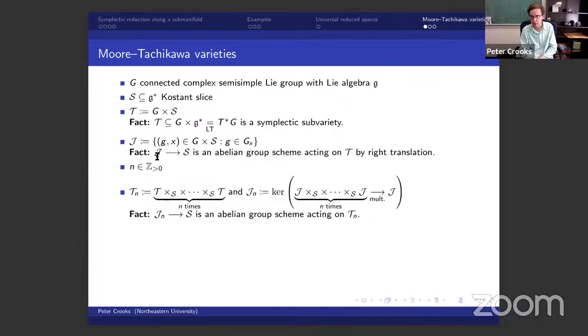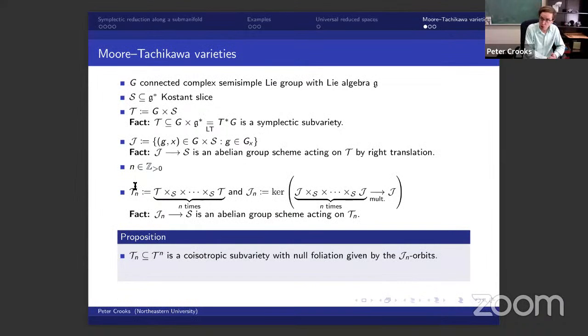Okay, so what's happening here from a geometric standpoint? Well, I can take the non-fibered product of T n times, namely I can take its n-fold Cartesian product. And because T is symplectic, that product will be symplectic as well. In fact, this T sub little n will sit inside of the T sub upper n as a closed subvariety. It turns out that it will in fact sit inside of T sub upper n as a coisotropic subvariety. And what's the null foliation on that, coming from the pullback of the symplectic form to T sub n? Well, it actually coincides with the J_n orbits on T sub n.